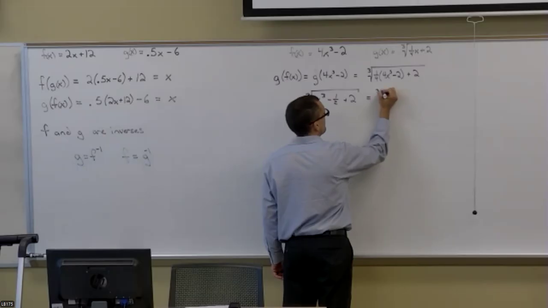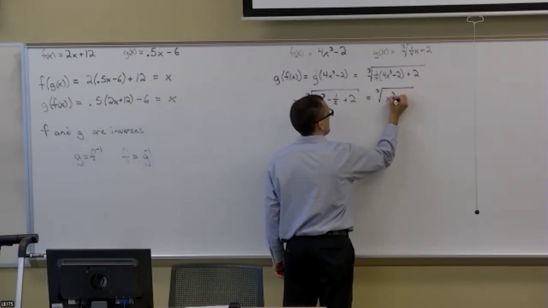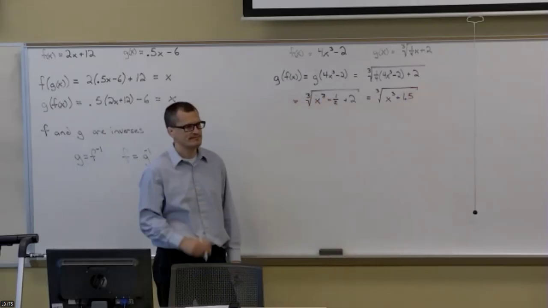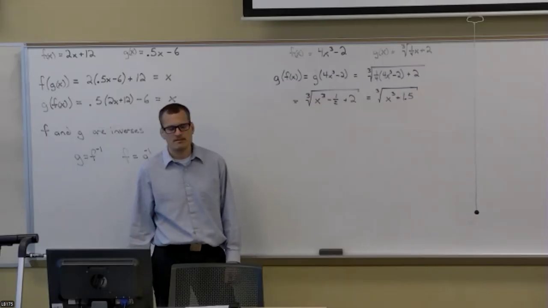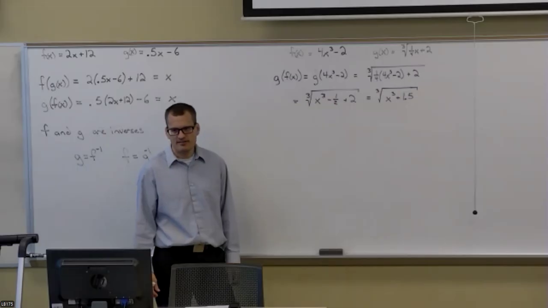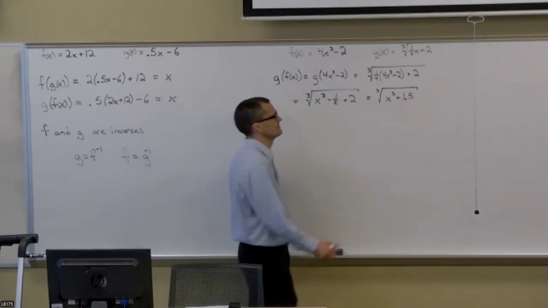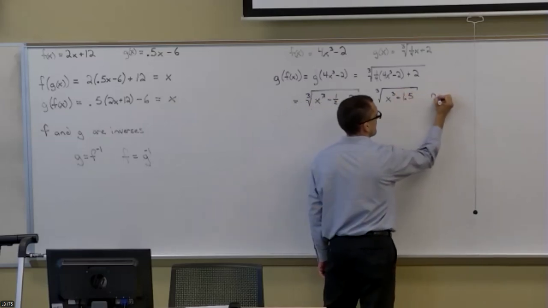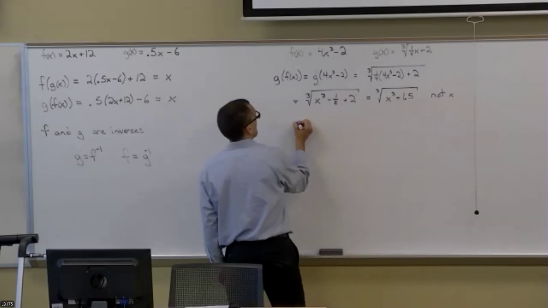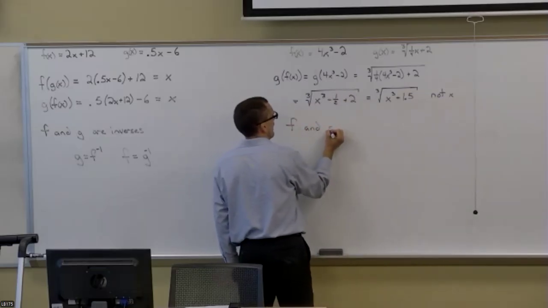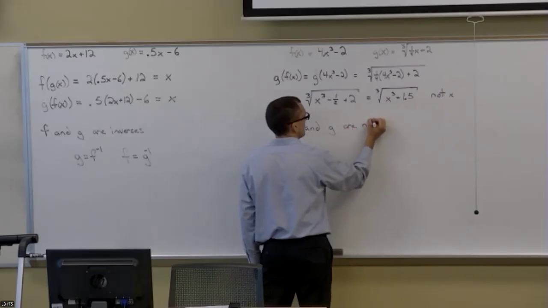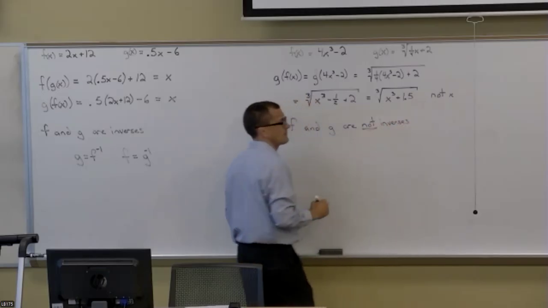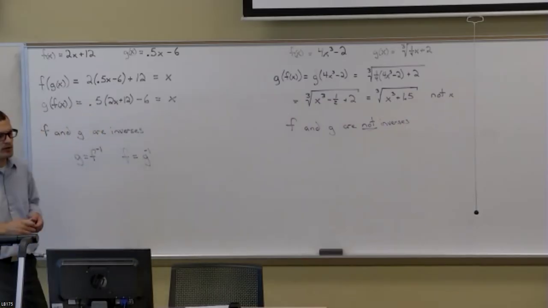This is a cube root of x to the third plus 1.5, and that 1.5 is throwing me off, right? That is not x. If I didn't have 1.5, then it would be x, but it's not x. So here, once again, F and G are not inverses.